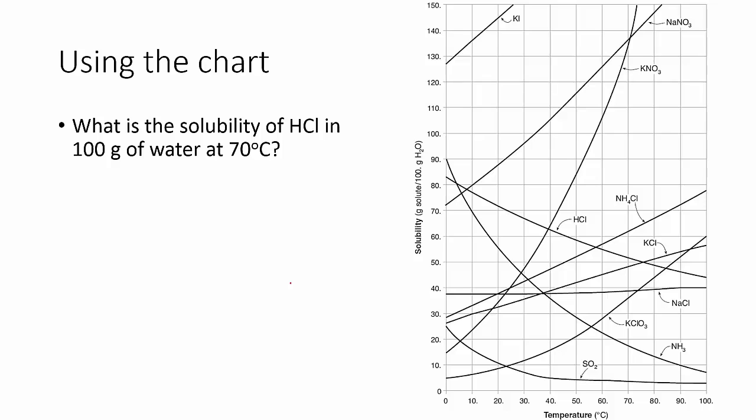What is the solubility of HCl? So let's find HCl again. Bam, found it. In 100 grams of water, which tells me I just use exactly the chart. I don't have to do anything with it afterwards. At 70 degrees Celsius. So I find that 70 degrees Celsius. I go up till I hit the HCl line right there, and then I go over, and it's a little more than 50. I'd probably call that, again, 52 grams. And that would be its solubility.